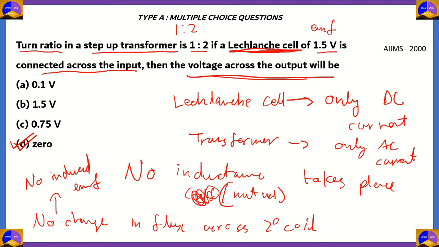The reason why it is 0 is due to the power source. The power source is a Leclanche cell which only provides DC current, whereas a transformer is a device which requires an AC current, an AC source. And that's why option D is the surprise candidate for the right answer.